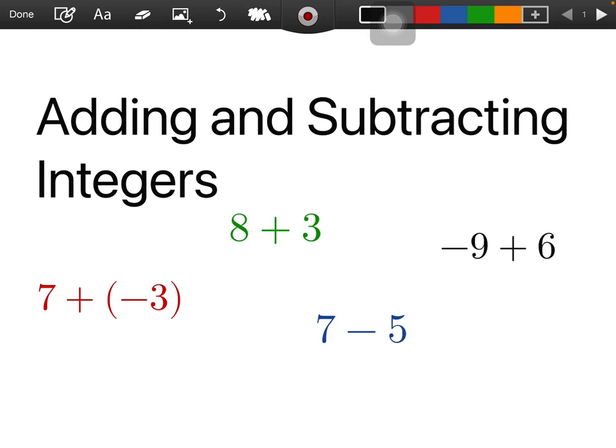Same sign add, different sign subtract. Same sign keep the sign, different keep the larger.